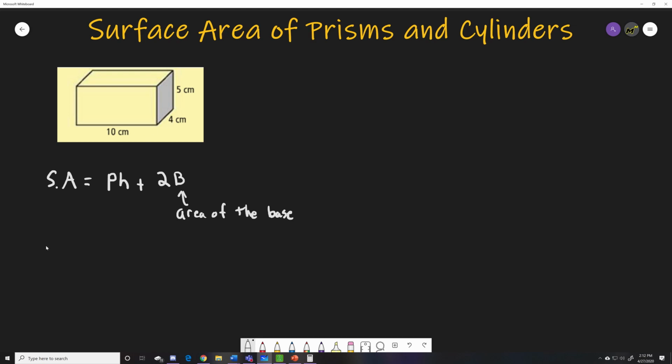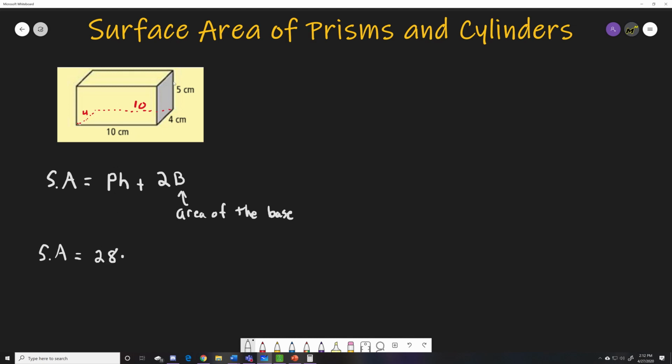Okay. So let's plug this in. So the surface area equals, let's see, the perimeter times height. So the perimeter would be 10 plus 4, and we'd have more of those as well. Let's draw that in, because we'd also have a 4 here, and we'd have another 10 on the very back. And so let's see, the perimeter would be 10, 20, and 4 plus 4 is 8, so it would be 28. So the perimeter is 28.